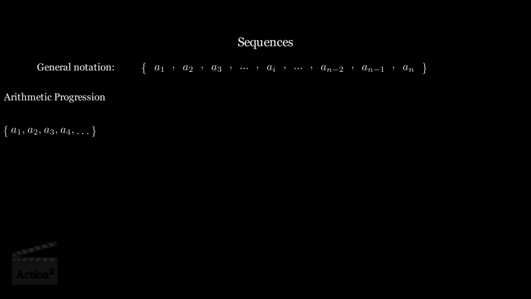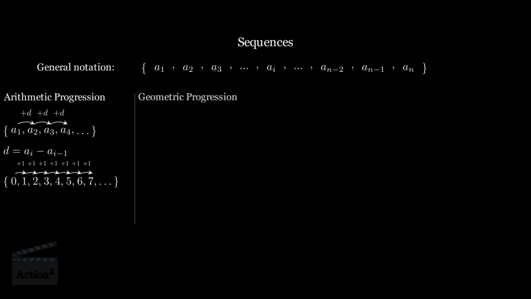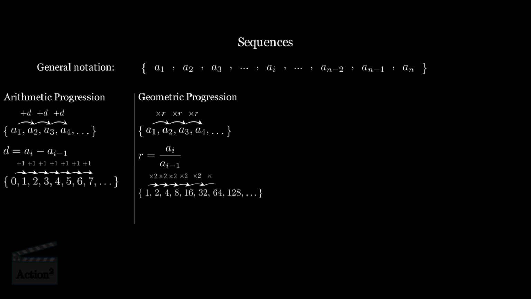An arithmetic progression is any sequence where the difference between two consecutive terms is equal to a constant denoted by d equals ai minus ai minus 1. Example, the sequence of the natural numbers, where the constant difference is equal to 1. Geometric progression. A geometric progression is any sequence where the ratio between two consecutive terms is equal to a constant denoted by r equals ai over ai minus 1. Example, the sequence of powers of 2 for natural numbers, where the constant ratio is equal to 2.